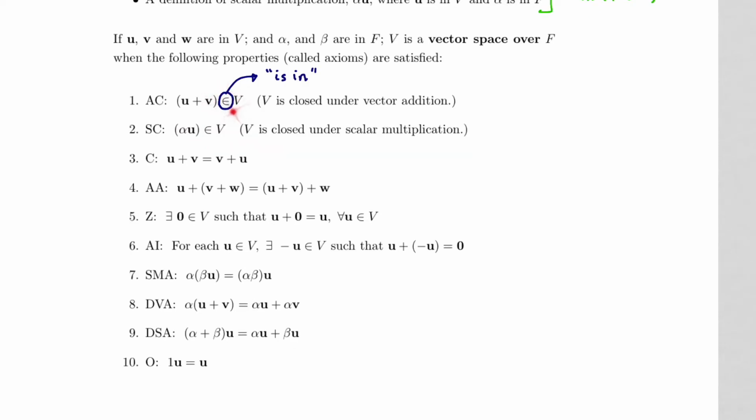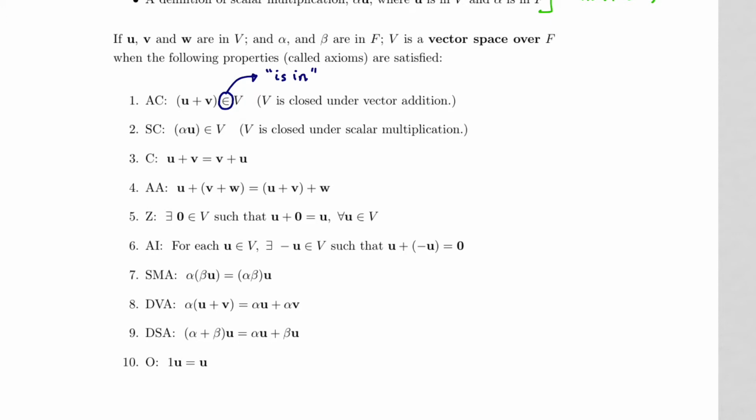Remember this funny looking symbol that's like a curvy capital E is the Greek letter epsilon, and it means is in. We put parentheses around the u plus v to emphasize that this is a single vector. So in our definition of vector addition, when we add two vectors together, we get another vector. And we put the parentheses around u plus v to indicate that these three symbols really mean one vector, and that one vector is in V. So the way to think of this is if you add two vectors together, you get a vector in V. You don't get a vector that's outside of V. You don't get something that's not a vector.